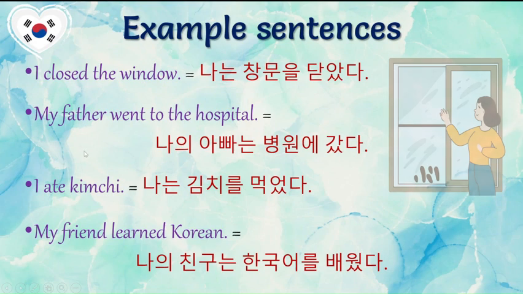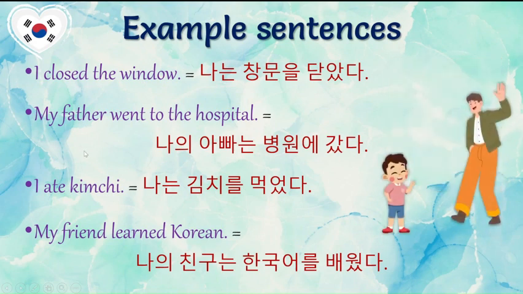Next is my father went to the hospital. 나의 아빠는 병원에 갔다. My father is 나의 아빠는 and hospital is 병원, and 에 is a Korean particle that is used to denote the location where someone is going. Okay, and khada is the verb to go, so in past tense it becomes khatta.